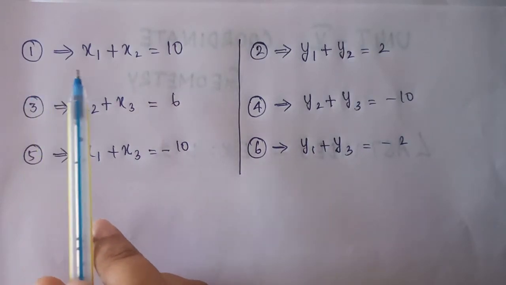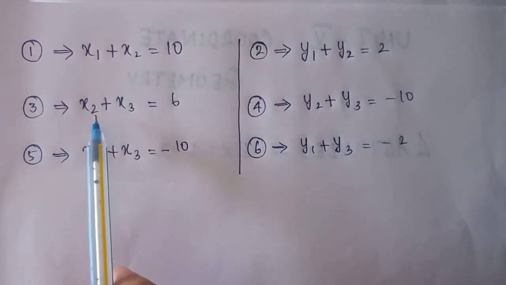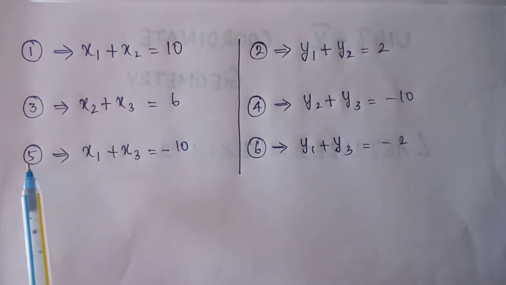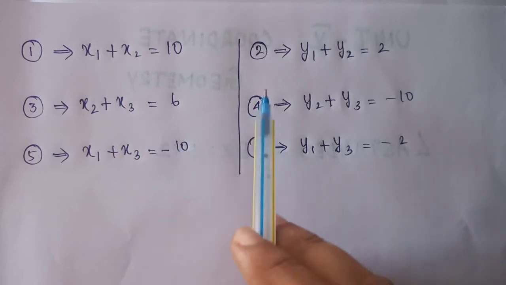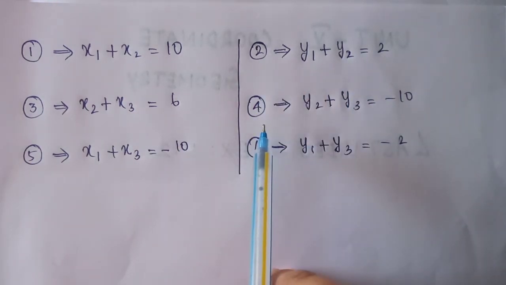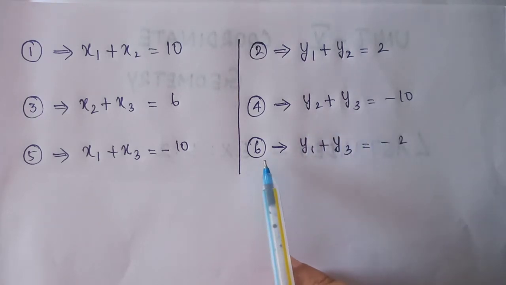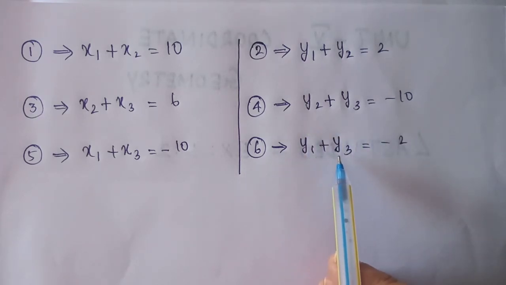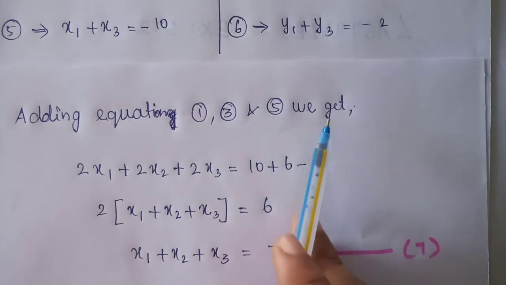The first equation implies x1 plus x2 is equal to 10, and the third equation is x2 plus x3 is equal to 6. The fifth equation is x1 plus x3 is equal to minus 10. The second equation implies y1 plus y2 is equal to 2. The fourth equation implies y2 plus y3 is equal to minus 10, and the sixth equation implies y1 plus y3 is equal to minus 2.